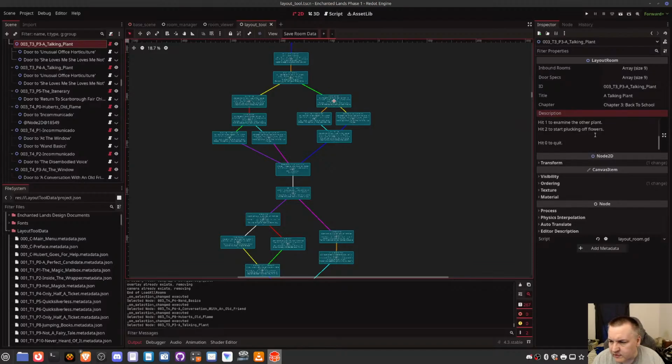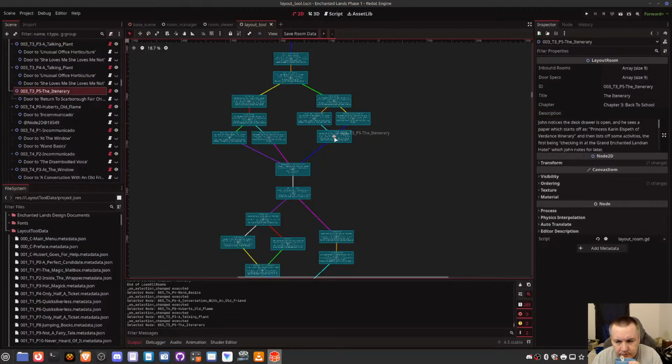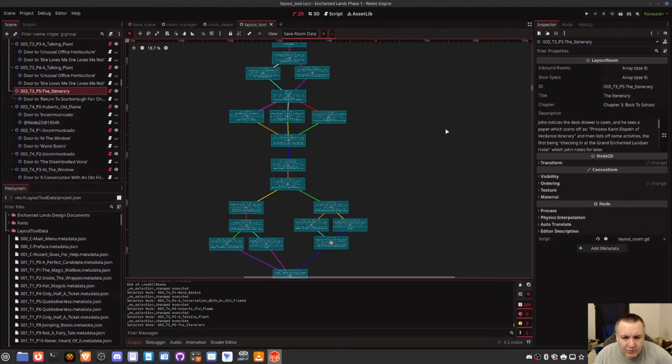What are the two choices here? Examine the other plant or start plucking off flowers. There was two ways to do the thing. Then this is, anyways, it's a similar thing. So I could have like three options. Three options would be like the two spells. The two spells would be their own deals. And yeah, this is still not the right inversion type though.